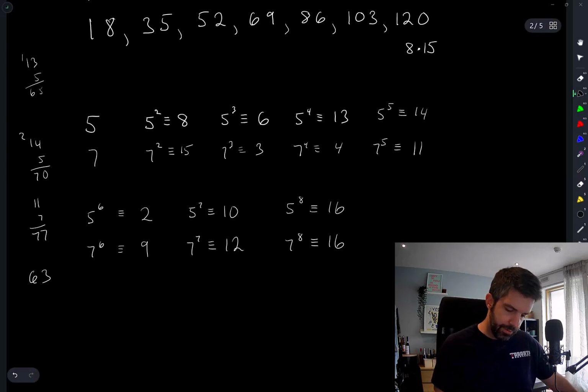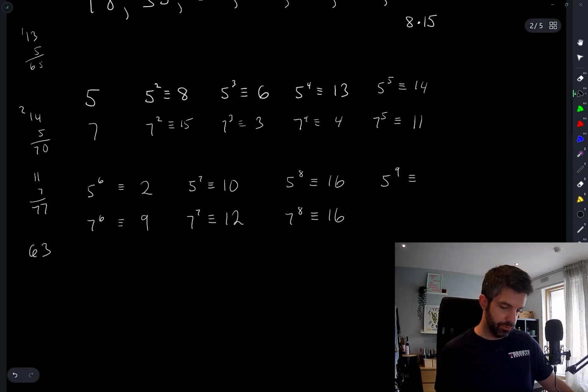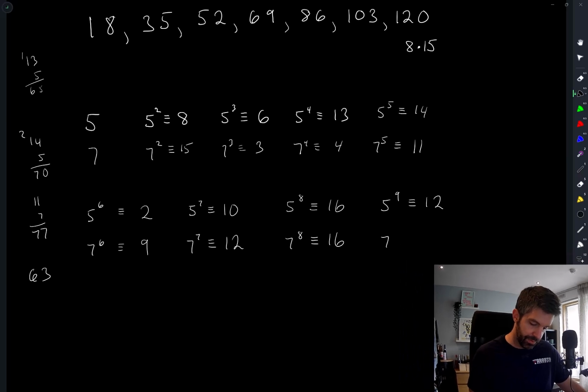So what happens to 5 to the power of 9? 16 is negative 1. Negative 1 times 5 is negative 5. Negative 5 plus 17 is 12. So now we get to 12. And we probably go back down. So 5 appears to be a generator.